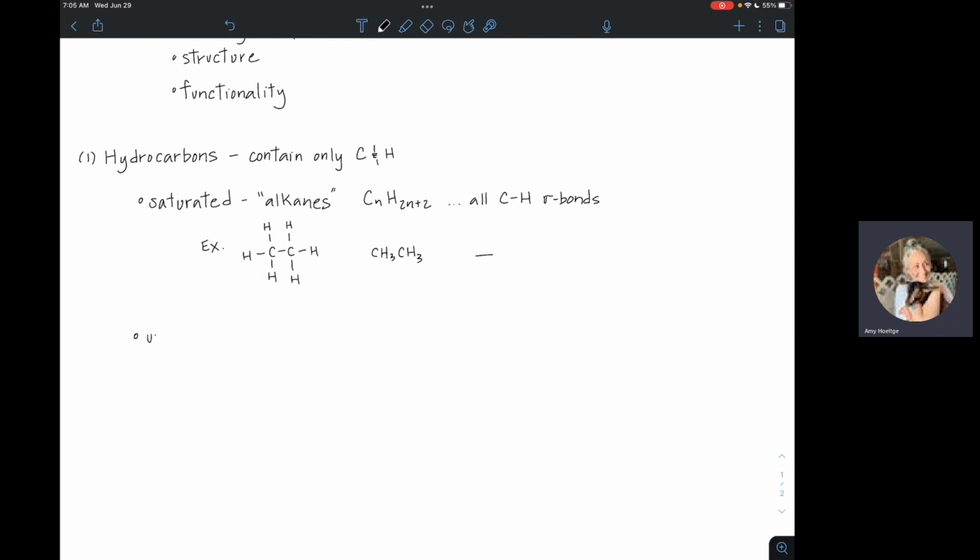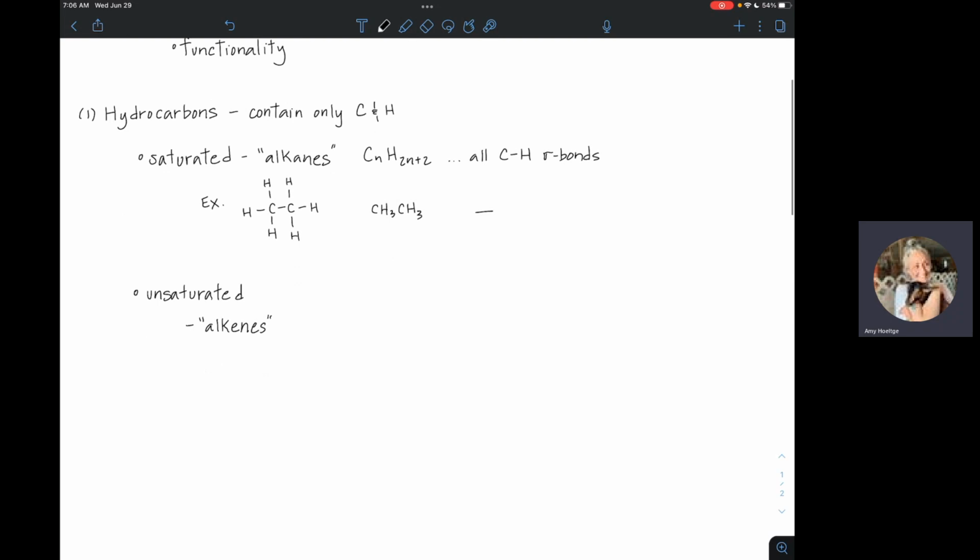The unsaturated hydrocarbons are broken into two categories. The first is going to be what we call alkenes. So unsaturations are where we're going to be taking away hydrogens when we make double bonds. So we're going to complete the octet for carbon with pi bonds, but you have to remove some hydrogens to do that, right? Because there's only 4 valence electrons on each carbon.